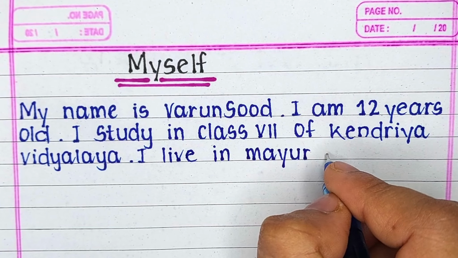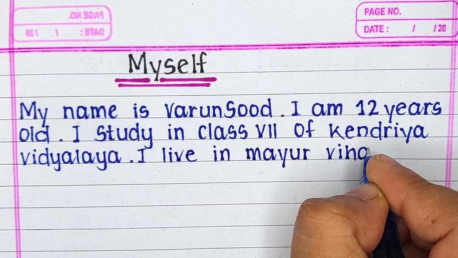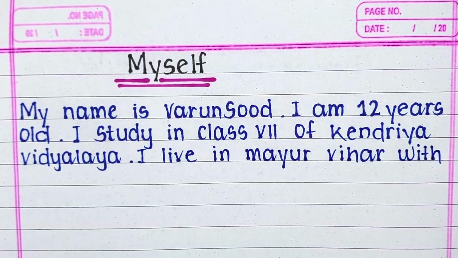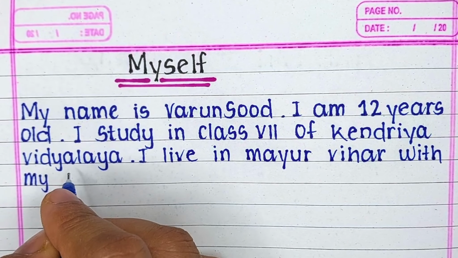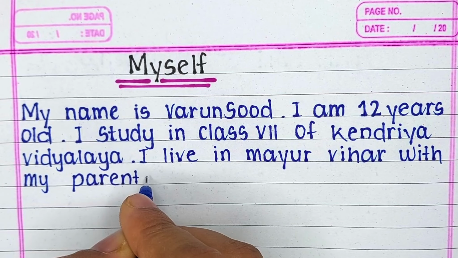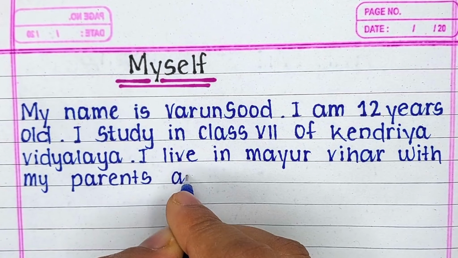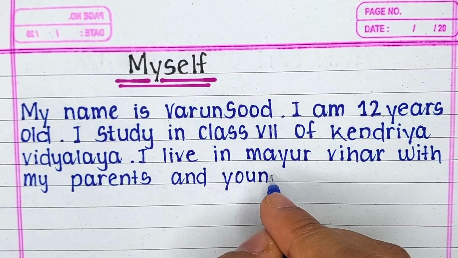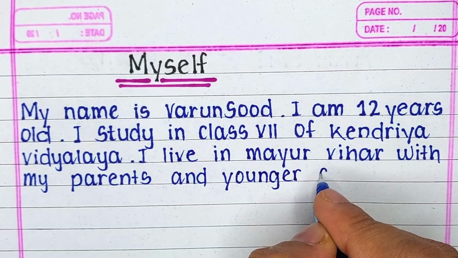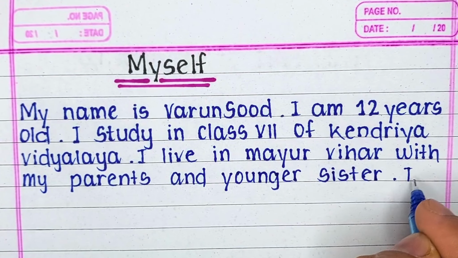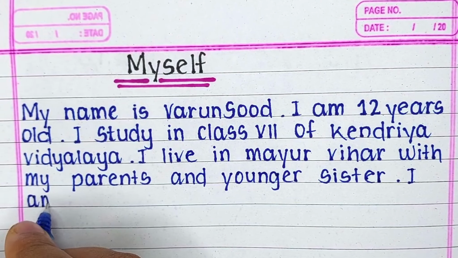Next, go ahead with your address and your family details. Here, for example, I am writing, I live in Mayur Vihar with my parents and younger sister.